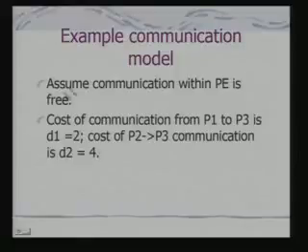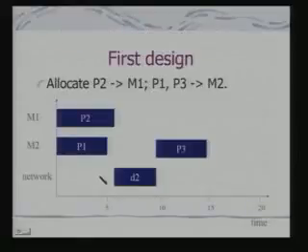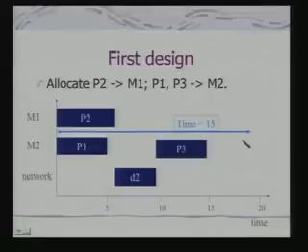Okay. So, with this cost, we can have one design where P2 gets mapped to M1 and P1 and P3 get mapped to M2. In that case you are paying for this communication cost because I need to have the result from P2 coming to P3 for the final computation. So, the total time taken would be the summation of this path, which turns out to be 15.